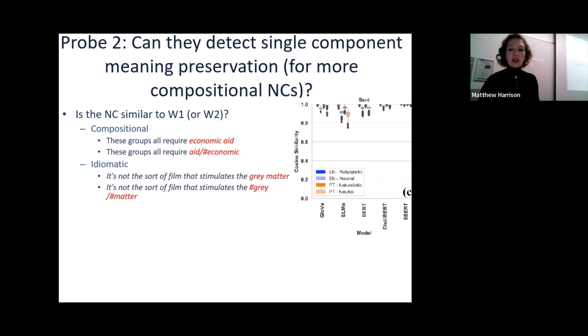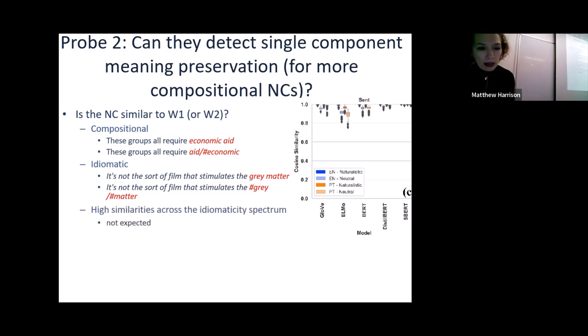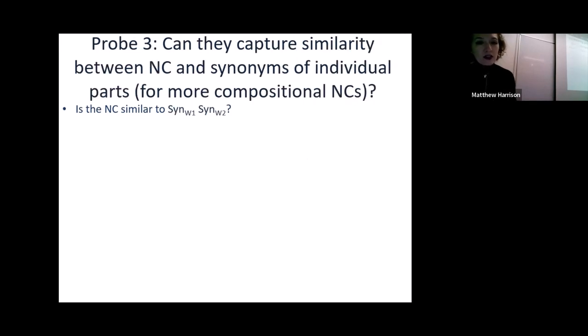But funnily enough, the model seemed to think that they were synonyms in all cases. And in here, you can see the results in blue for English and the results in orange for Portuguese. And they are basically the same tendency. And all the similarities between the sentence and these perturbations are in the 90s. So the models seem to think that gray matter is equivalent to matter, or gray matter is equivalent to gray. And there were high similarities across the idiomaticity spectrum.